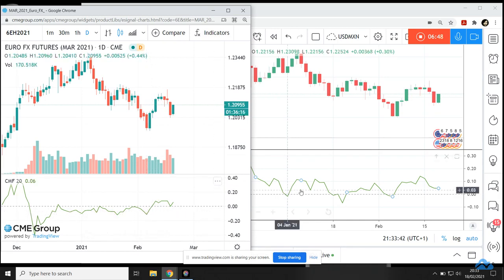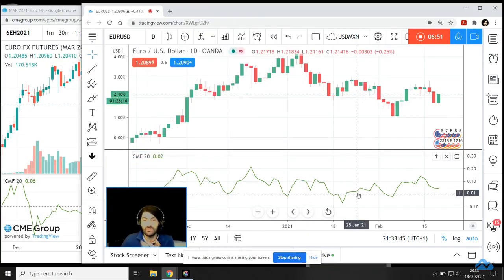So here's the difference. We have positive divergence on the spot side, Chaikin Money Flow, but it doesn't have volume. So how reliable is that to say we've got to buy euro? Now, I did talk about euro bulls being in charge, and I've done a video on that. So I will put that at the end of this as a card, and you can link straight into that video and see why I was thinking that there might be bulls in charge for euro.